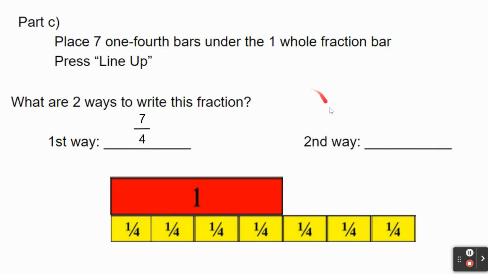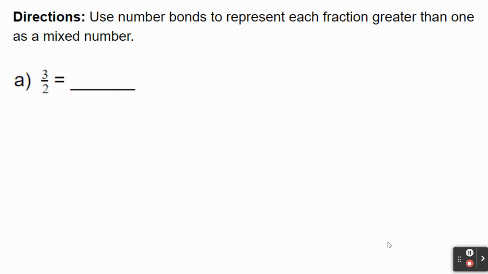We can also represent this as a mixed number. So if we look, we can see that 4 of these bars makes up 1 whole, and there are 3 1/4 bars left over. So we can represent this as 1 and 3/4. Now let's try using number bonds to represent each fraction greater than 1 as a mixed number.